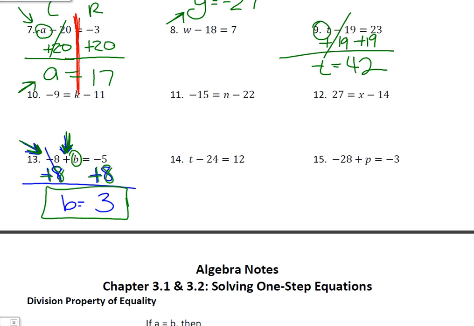Okay. Let's try 14 and 15 here real quick. Alright, so on 14, they subtracted 24. So the opposite of subtracting 24 is to add 24.